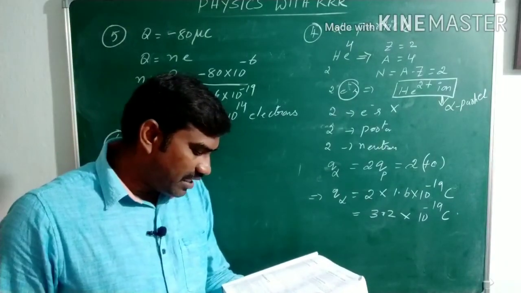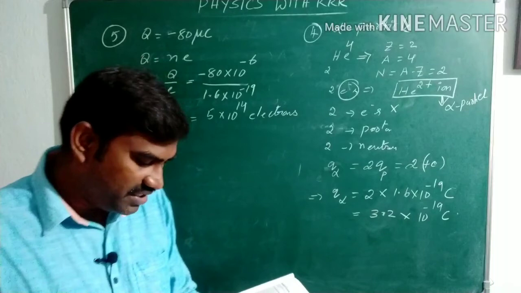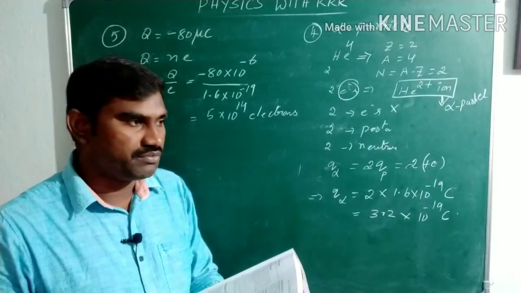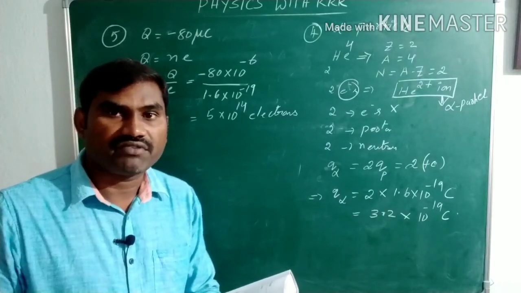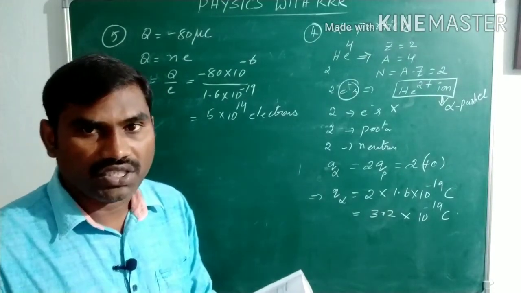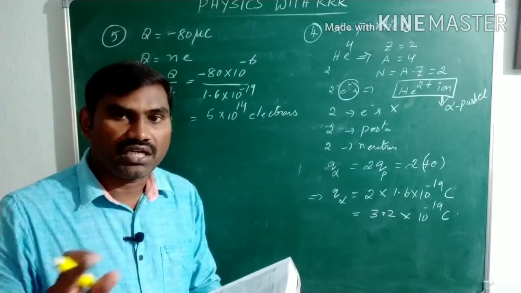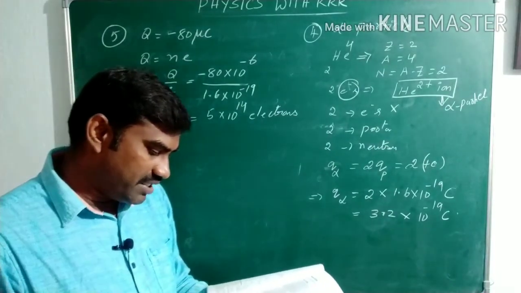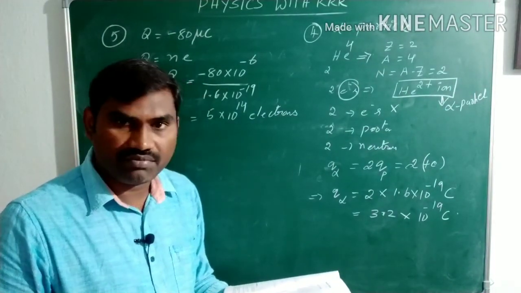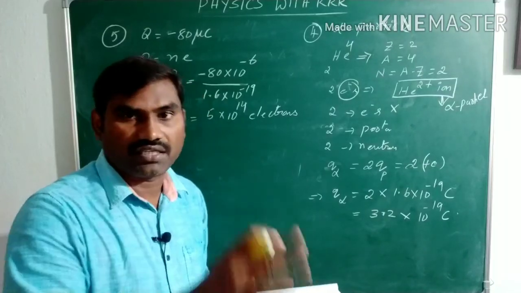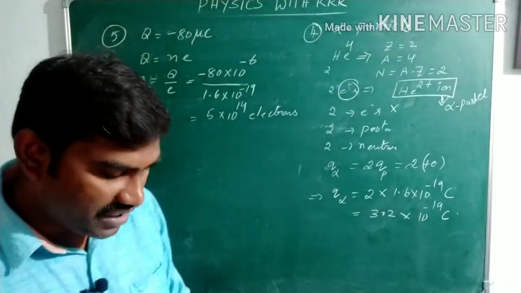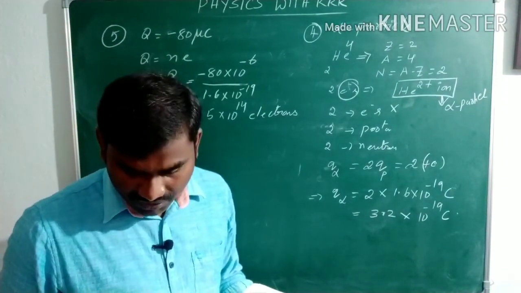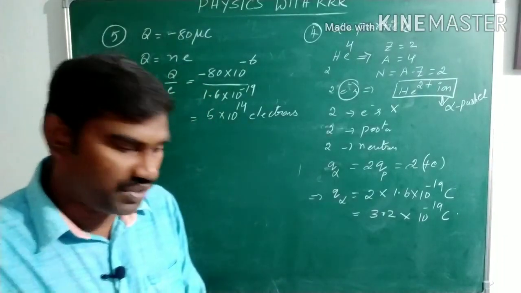Next question. When a glass rod is rubbed with silk, as we discussed, electrons are transferred from glass to the silk, because electrons are transferred from the lower work function body to the higher work function body. So the glass rod gives electrons to the silk, because the glass rod has the lower work function, and so it acquires positive charge.